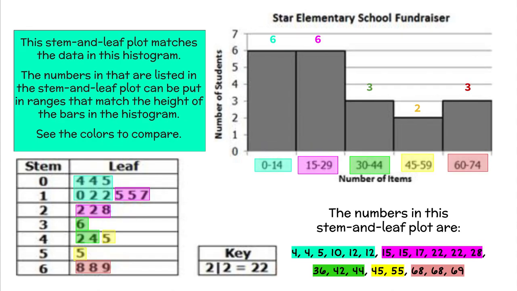To answer our question, yes, the stem and leaf plot matches the data in this histogram. The numbers that are listed in the stem and leaf plot can be put in ranges that match the height of the bars in the histogram, and we'll use the colors to compare again.